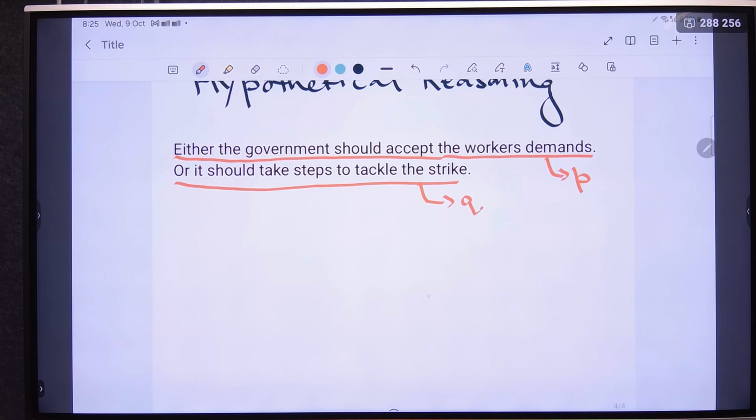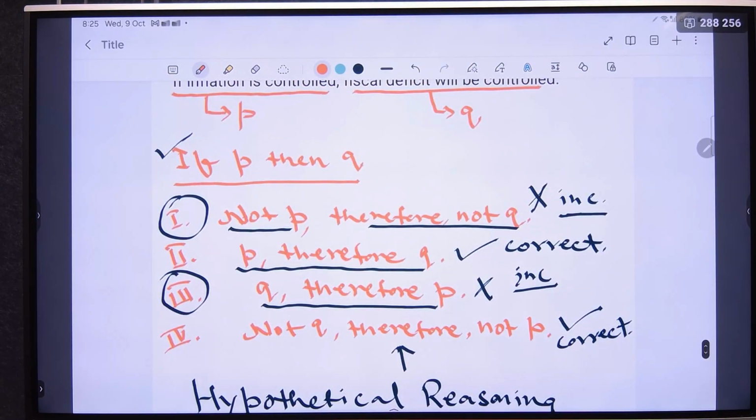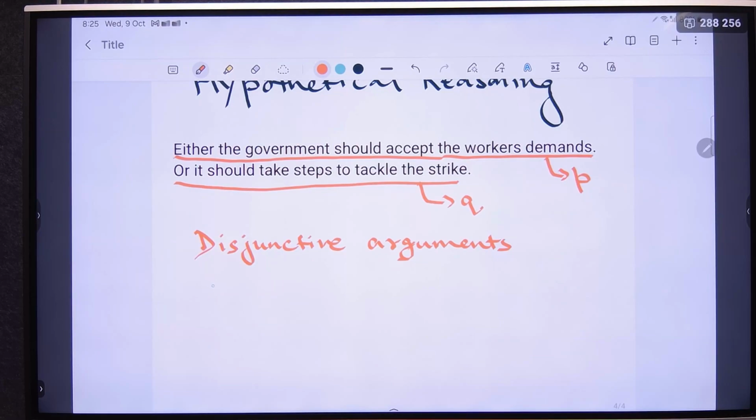अब यहाँ पे what we are learning is called disjunctive arguments. Okay, and we have to understand these to avoid making errors of judgment. So अब पहले देखते हैं. पहले वाले केस में हमने जब बात की थी hypothetical reasoning की, if P then Q. Now let's change the condition to either P or Q. या तो गवर्नमेंट एक्सेप्ट कर ले वर्कर्स की डिमांड को या फिर टेक स्टेप्स टू टैकल द स्ट्राइक. दोनों चीज़ों में से एक करो. सो ईदर P और Q.